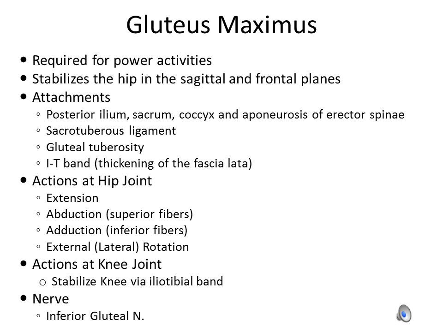The gluteus maximus performs action at the hip joint to include extension, abduction by the superior fibers, adduction by the inferior fibers, and external rotation. The gluteus maximus also has action at the knee joint to stabilize the knee, as it has an attachment through the iliotibial band, or the IT band. The innervation of the gluteus maximus is the inferior gluteal nerve.